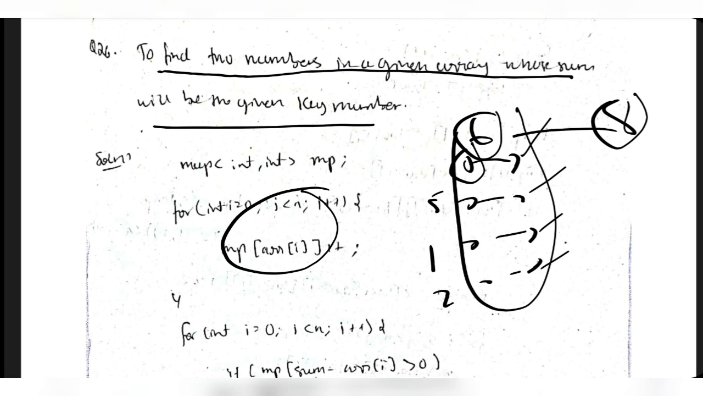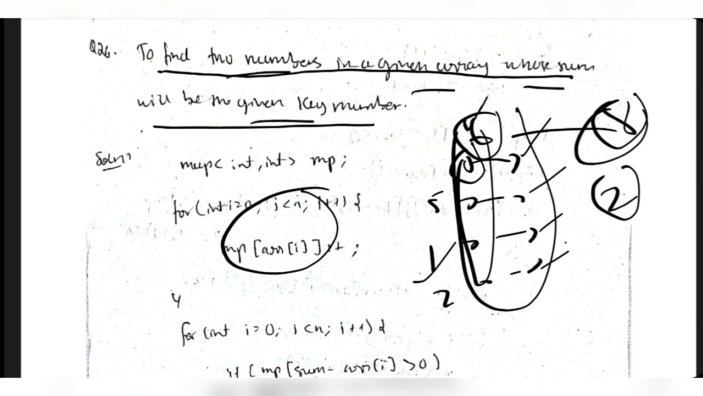When I encounter 6 for the next time, I have to search for 2. What I will do is 8 minus 6, which is 2. I'll check if 2 is present in the keys or not. If it's present, it means 6 and 2 form a pair, and they are the two numbers in the given array whose sum is equal to the key number.